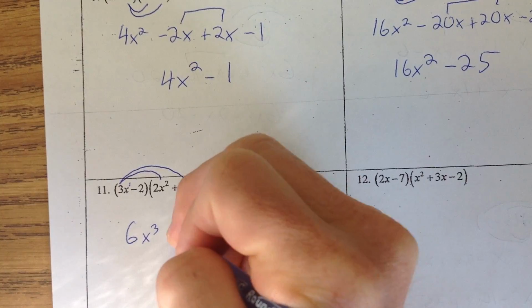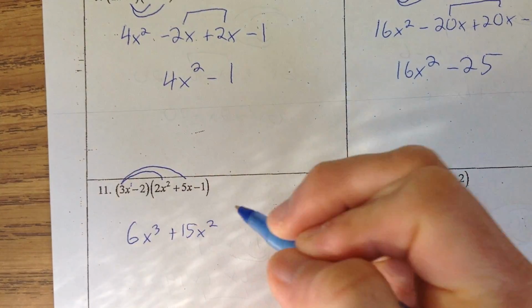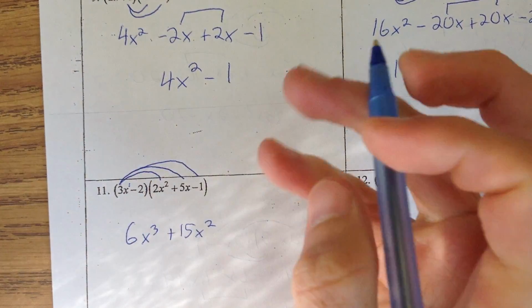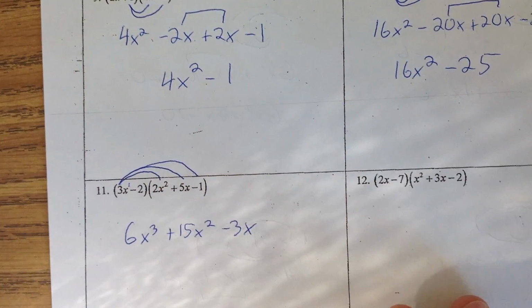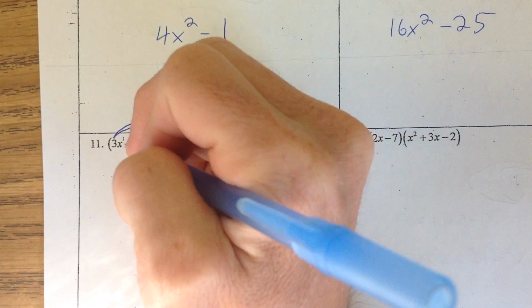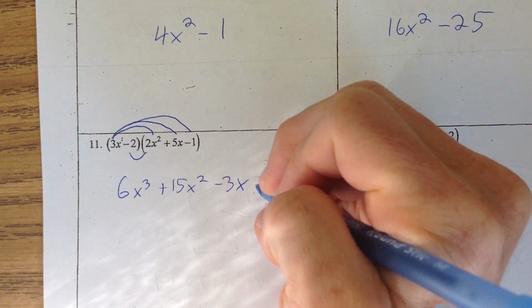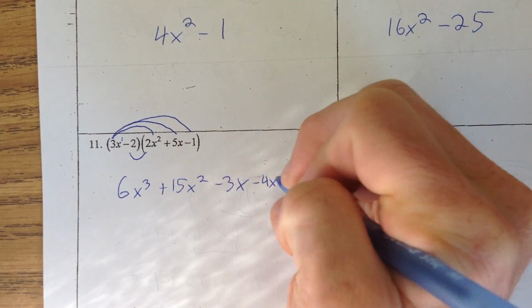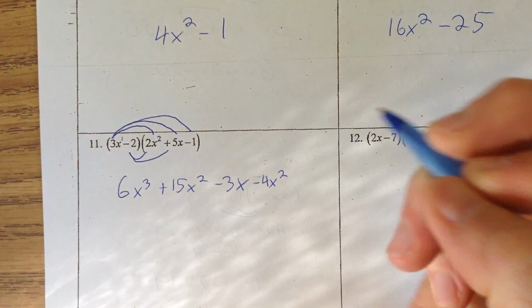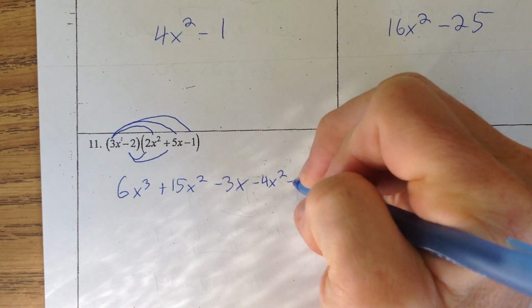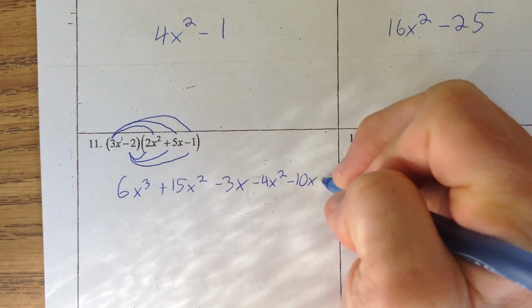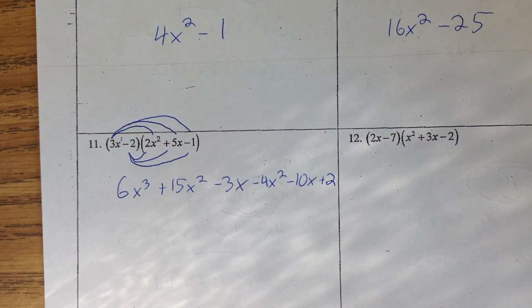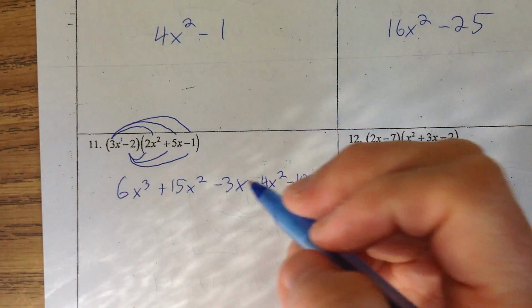3x times 5x is going to be 15x squared. And then 3x times minus 1 is minus 3x. And now we do the same thing down below here. Negative 2 times 2x squared is minus 4x squared. Negative 2 times 5 is negative 10x. And then negative 2 times negative 1 is going to be a positive 2. All right, so we've got all our terms here.